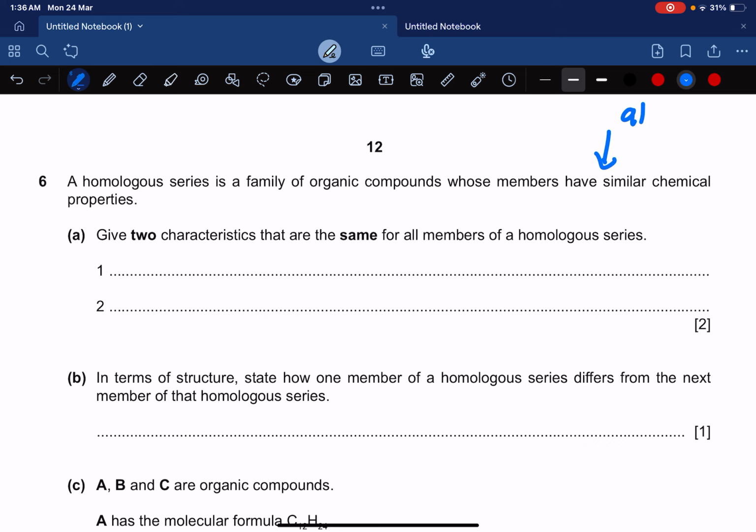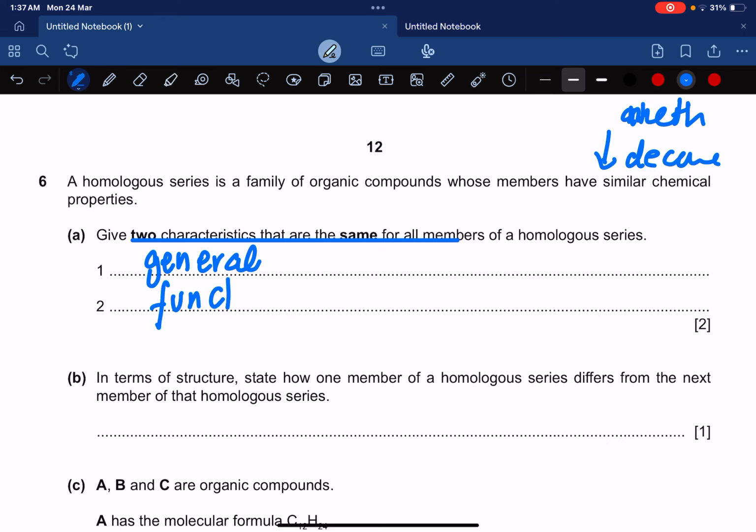Okay? अगर हम अपना मीथेन लेते हैं and you take your decane, so decane is going to have a higher melting and boiling point. Okay? So you cannot write physical properties because they are not the same. They change. So what's the same? The general formula is same. The general formula for methane and decane is going to be same. And moreover, if you take alkenes or the alcohol functional groups, all members have the same functional group. Okay? So these two things are going to remain the same.